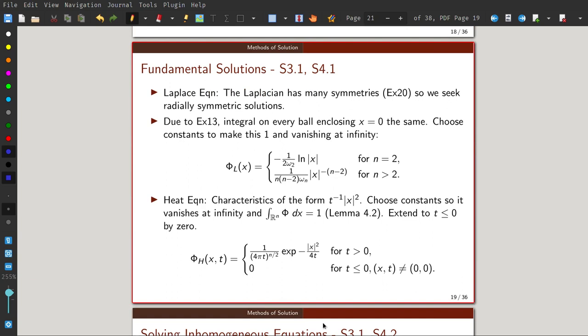One of the fundamental tools that we use for both the Laplace equation and the heat equation is fundamental solutions. So let's describe the idea for the Laplace equation. We know that the Laplacian, the operator, has many symmetries. In particular, it's rotationally symmetric, it's translationally symmetric, so you can translate a solution and you still have a solution. You can rotate a solution and you still have a solution. You can rescale a solution and still have a solution, and so on.